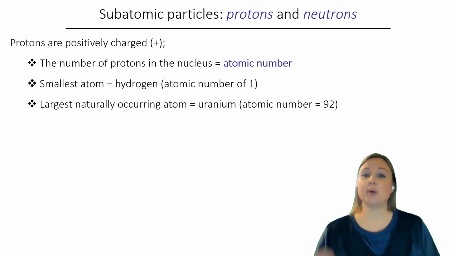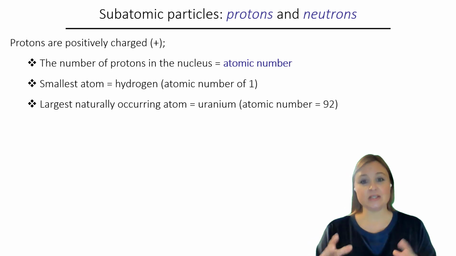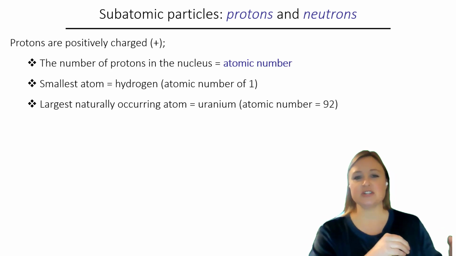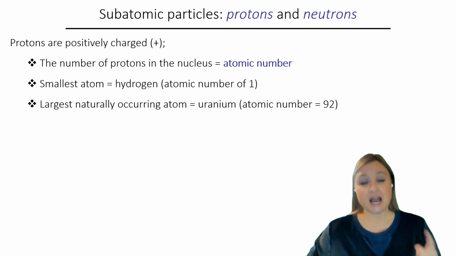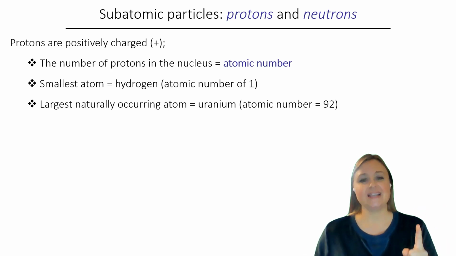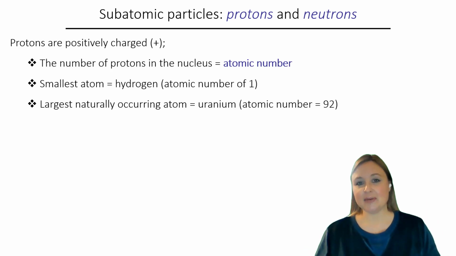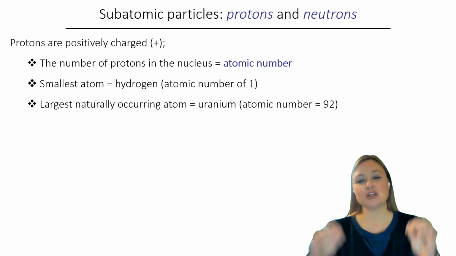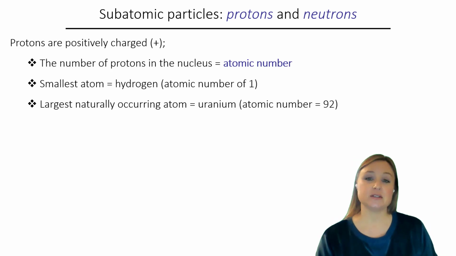Now, protons have a positive charge, okay? So they're positively charged. And the number of protons in the nucleus of an atom is known as the atomic number. The smallest atom is hydrogen, right? The smallest element is hydrogen, so hydrogen is going to have the smallest atom. It has an atomic number of 1. That means that hydrogen has 1 proton in its atomic nucleus. Now, of the 92 naturally occurring elements, uranium has the largest atomic number. It actually has 92 protons in its atomic nucleus.